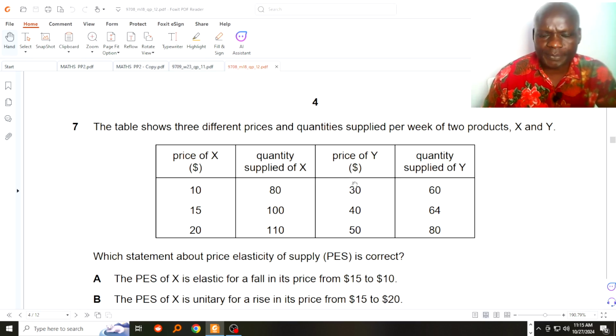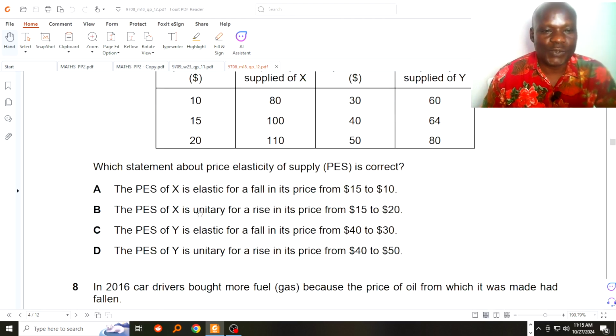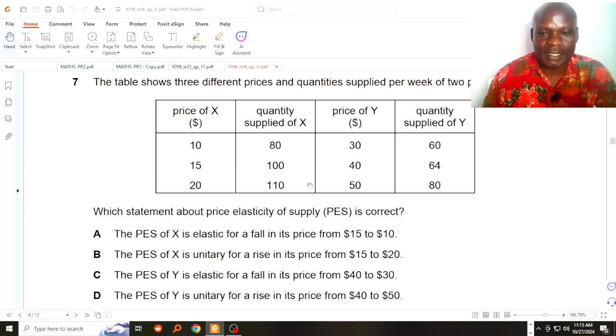Now for product Y, when the price is 30, quantity supplied is 60. When the price is 40, quantity supplied is 64. And when the price is raised to 50, quantity supplied moves to 80. So which statement about price elasticity of supply is correct? We first need to assess what the price elasticities under various scenarios look like. Then we come back and choose which option is consistent with our calculations.